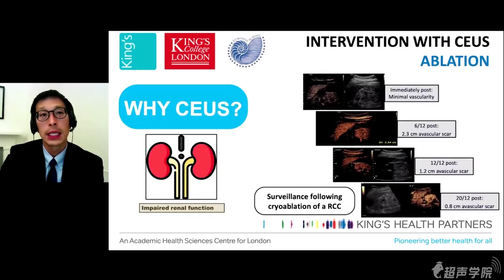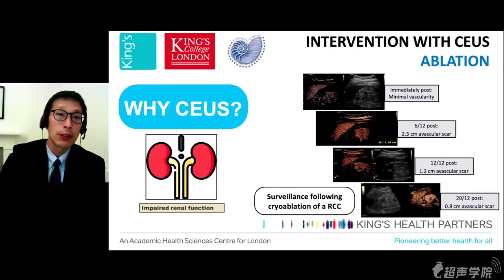So in terms of renal ablation, these patients can be followed up with CTs to monitor progression and look for any recurrence. But in patients with impaired renal function, surveillance can also be carried out with contrast enhanced ultrasound. Here, what we are looking at is the vascularity of the ablation scar, making sure the scar is not growing and there's a continual avascular nature to the scar, to reassure us that there is no recurrence of this tumor.